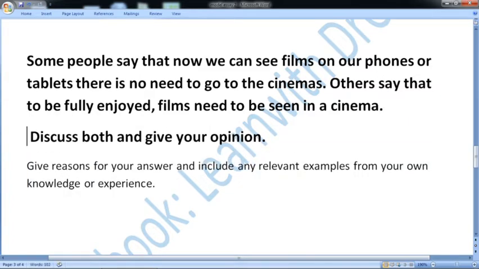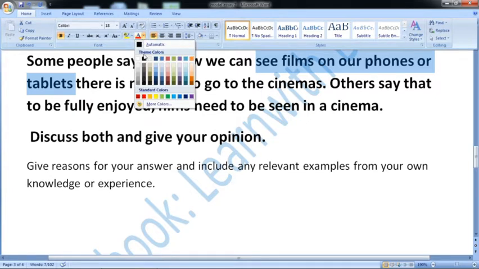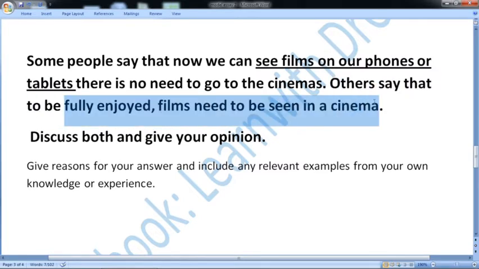So first of all, after reading the question, read it carefully again and underline the keywords. Some people say that now we can see films on our phones or tablets, and there is no need to go to the cinema. This, underline. Others say that to be fully enjoyed, films need to be seen in a cinema. This is the other main point.